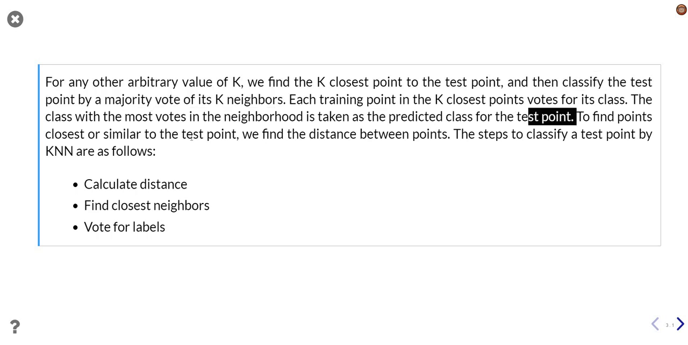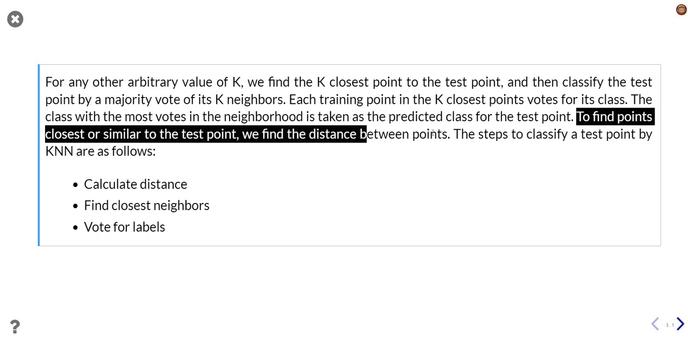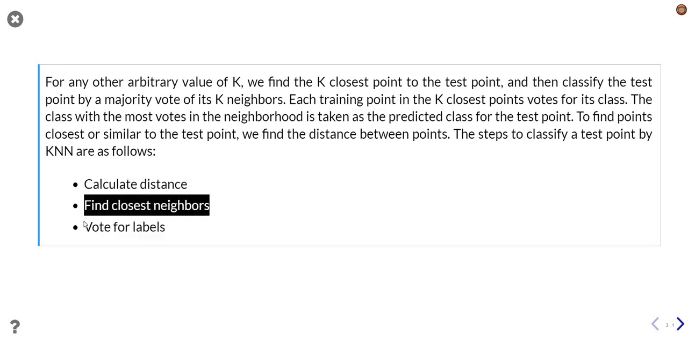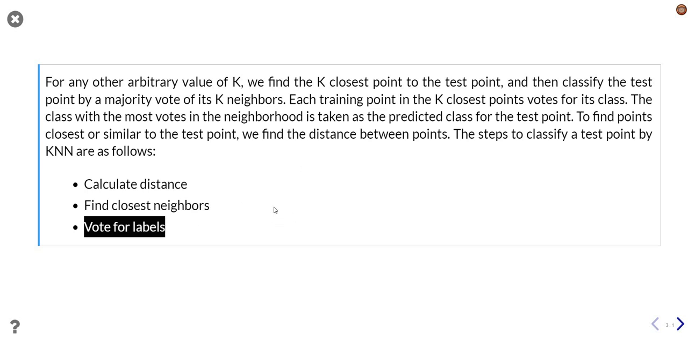To find the points closest or similar to the test point, we will use the Euclidean distance. Just find the distance between points. So what are the steps to classify a test point? The first thing is you calculate the distance from the test point to all the other points. You find the closest neighbors to the test point, and then you vote for labels. Out of the closest neighbors, you see how many of them fall to which class. Based on that, the new point will be classified as the majority vote label.